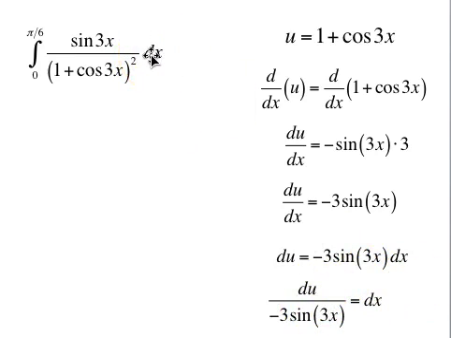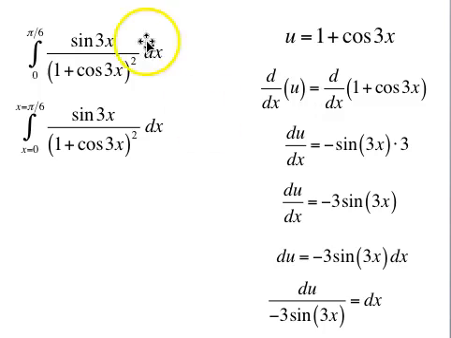That substitutes for dx. 1 plus cos 3x will be u, so the bottom is going to be u squared. We're going to leave the top alone. Sine 3x is still sine 3x. You can see it's going to cancel nicely when we substitute the dx, but I still have to change the endpoints. So for emphasis, I'm going to write x goes from 0 to x goes to pi over 6, and we need to change those to u's.